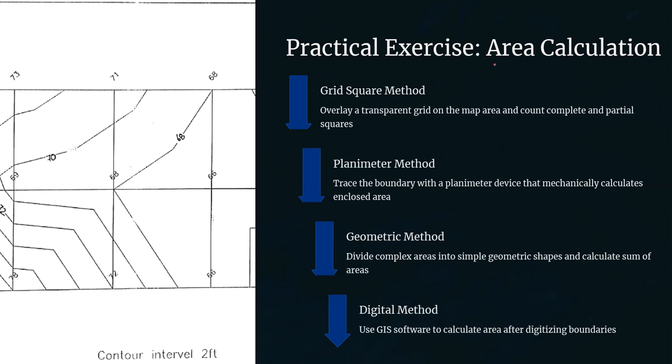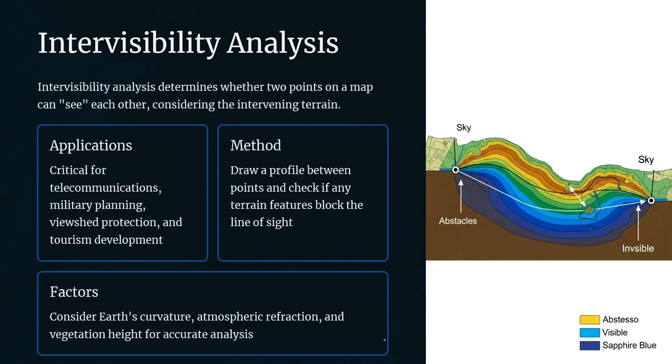And the practical exercise, what you need to do is the area calculation. The grid square method is there. I will teach you the grid square method, planimeter method, geometric method, and the digital method. The digital method is easier to calculate all those things. There is GIS software; if you know the software, it will perform anything for you. Okay. Then the intervisibility analysis is there.